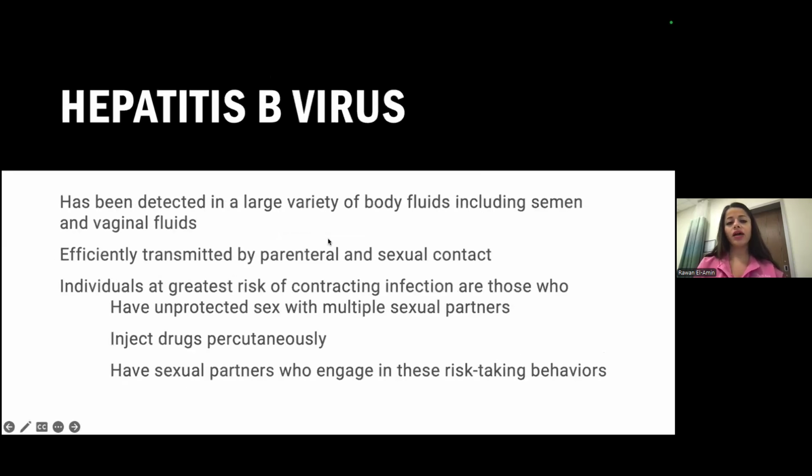Hepatitis B is mostly found in bodily fluids like semen and vaginal fluids, and is usually transmitted parenterally and through sexual contact. Individuals at greatest risk are those having unprotected sex with multiple sex partners, injecting drugs, or having sexual partners who engage in high risk behaviors. Those are patients that we would be checking multiple times in pregnancy and not just one time at the initial new OB visit.